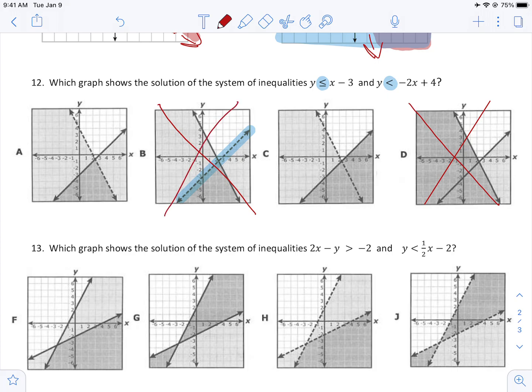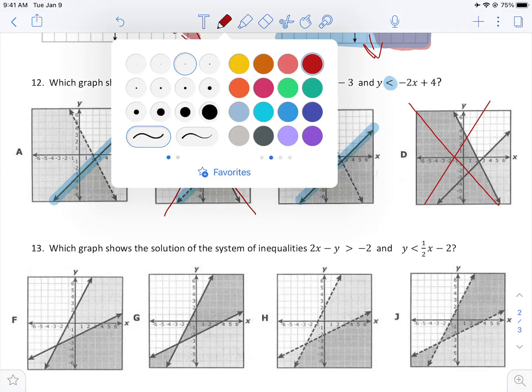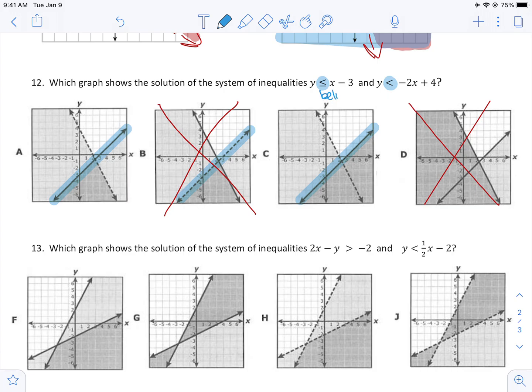So now it's between answer choice A and C, and it's looking at the shading. So if we look for the first equation, which again we've already determined that it's this line right here, we are going to end up shading below, which means it's this area that is shaded. Okay, so that's this area.